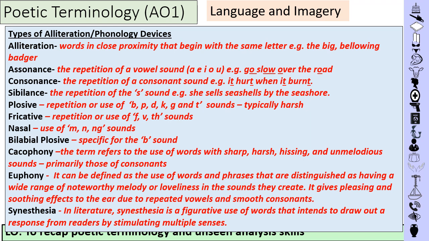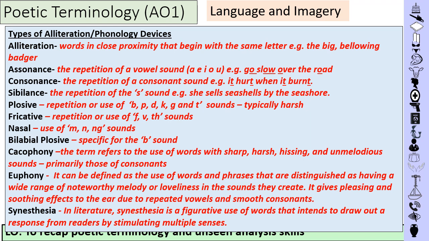Fricative, a repetition of an F, a V, a Th or TH sound. Quite softer sounds, quite calming. It depends on the context of the sentence, but usually more calm. Nasal sound, the use of M, N or NG sounds. Again, depends on the context of when they're used, but sometimes calming, sometimes not. Bilabial plosive, specific for the B sound. So it's a specific type of plosive sound, is B.